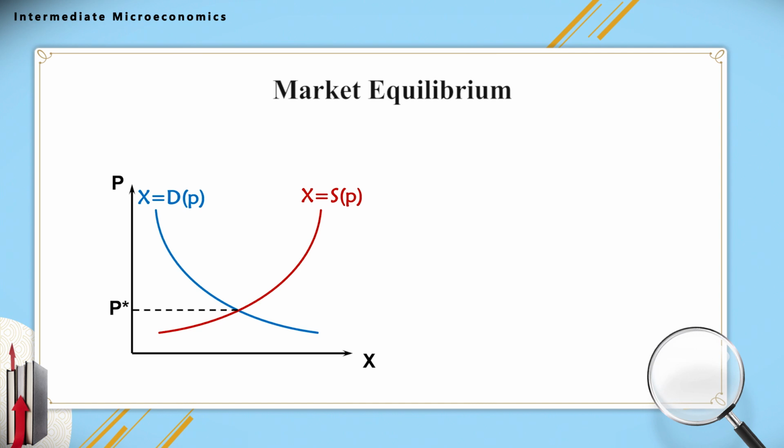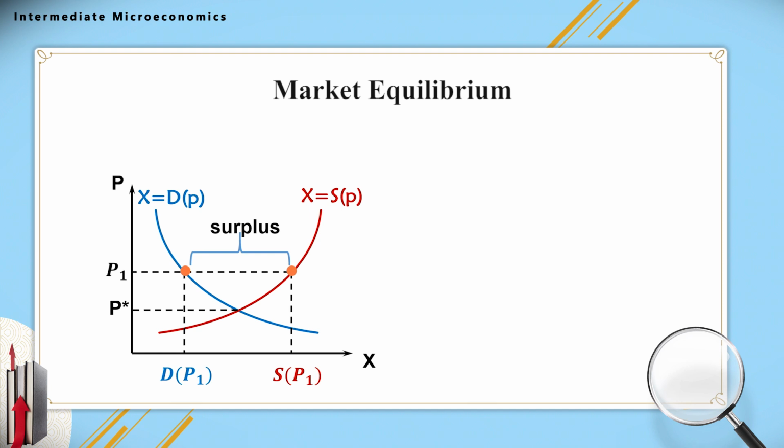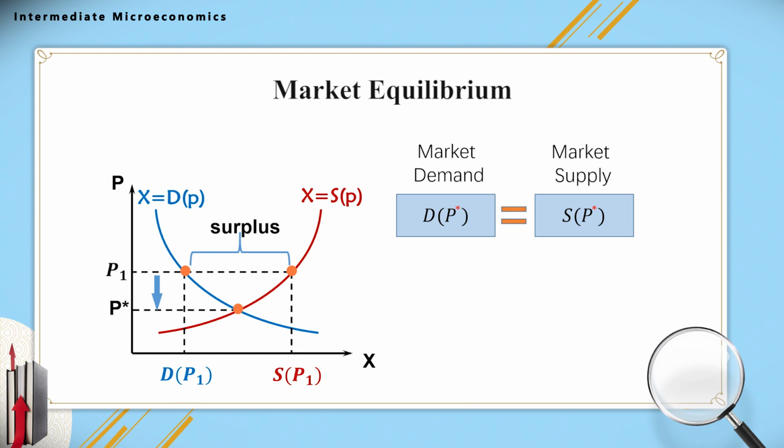If the market price is higher than the equilibrium price, such as P1, at that price the quantity supplied exceeds the quantity demanded, then some suppliers cannot sell out all the product. They are willing to reduce the price to attract more consumers. As the market price decreases, the quantity supplied decreases, and the quantity demanded increases until they are equal with each other.